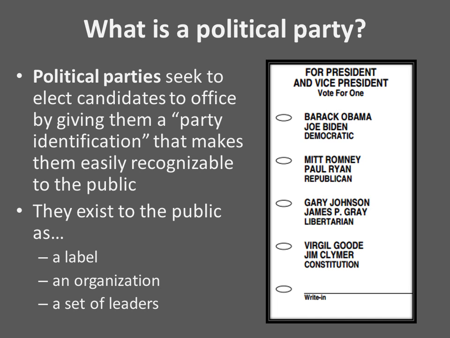Okay, so primarily political parties exist to the general public as a label. You should know by seeing that a candidate is a Republican what they generally believe in. They also are an organization that advocates for their candidates. They raise money. They run commercials on TV and radio. They go door to door campaigning on behalf of their candidates. Political parties are also a set of leaders that in a strong party can influence policy and control most of the major branches of government. So that's what a political party is.